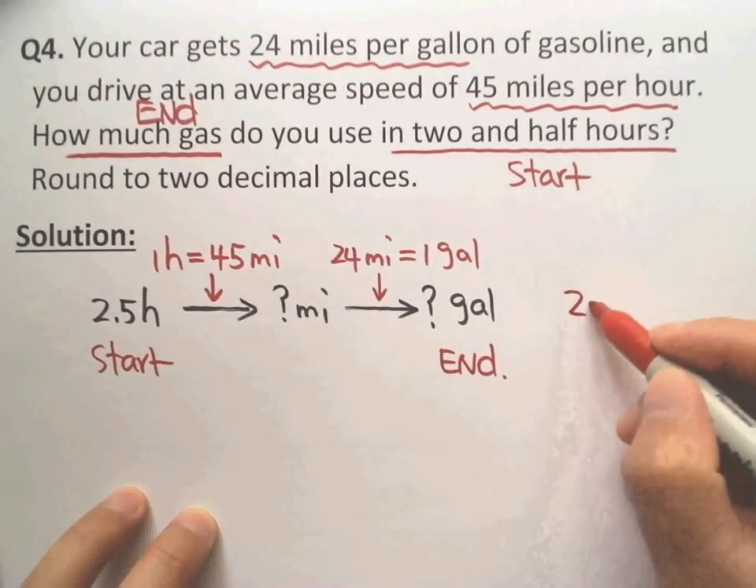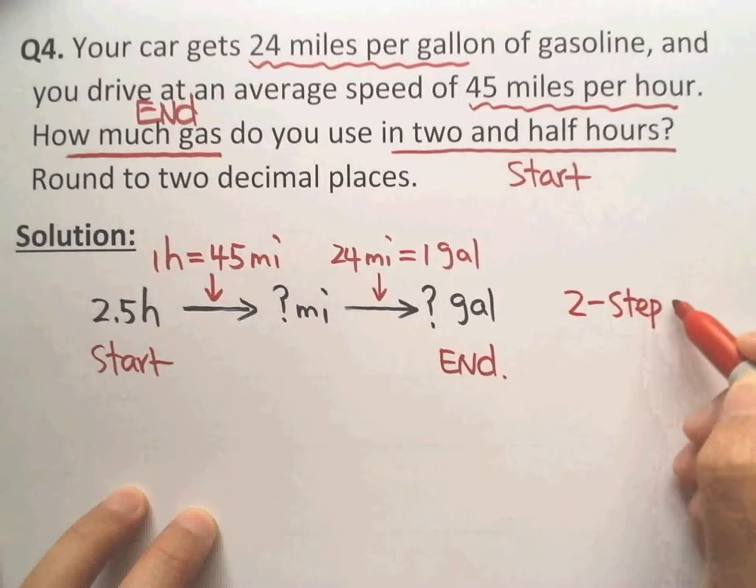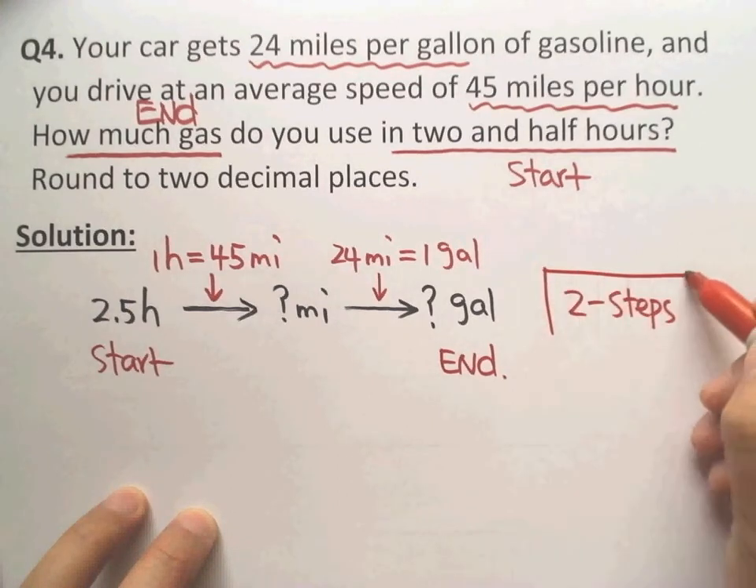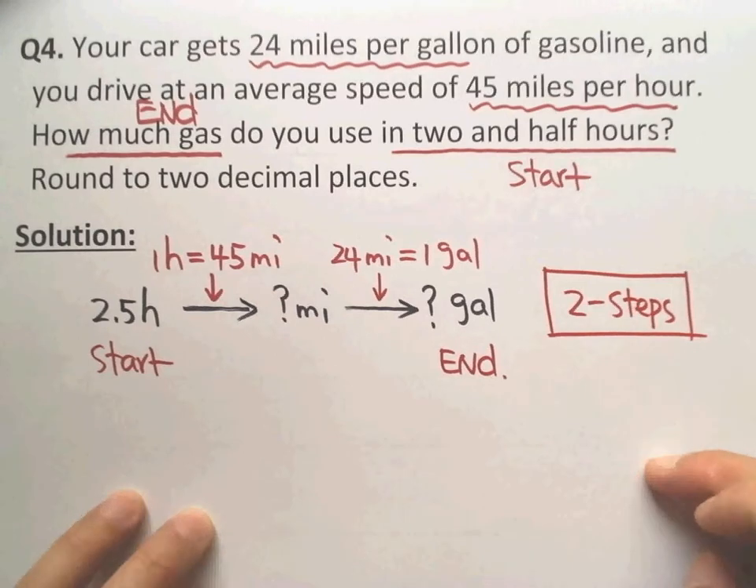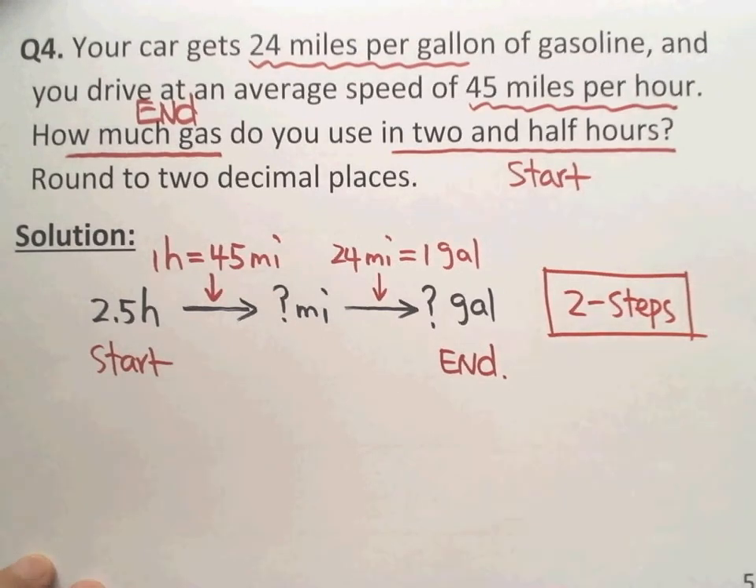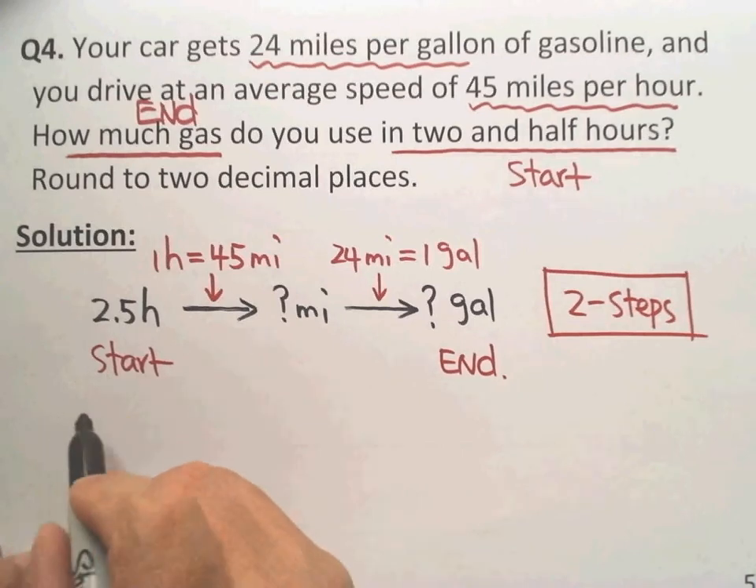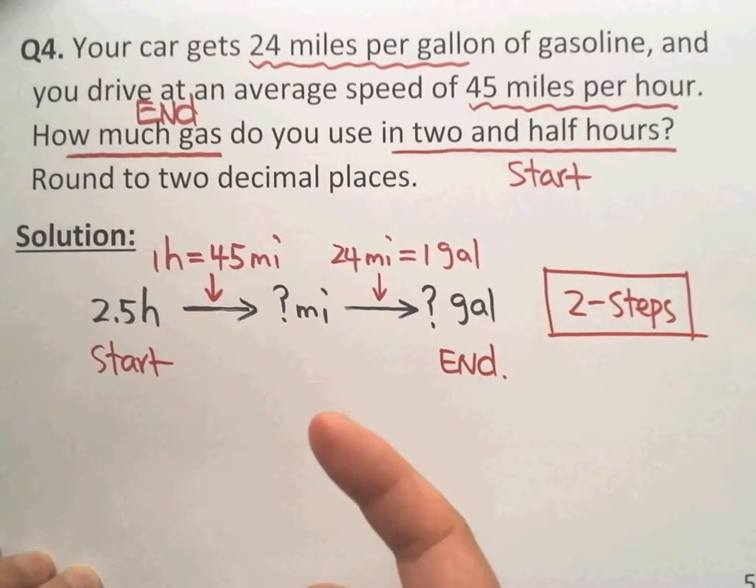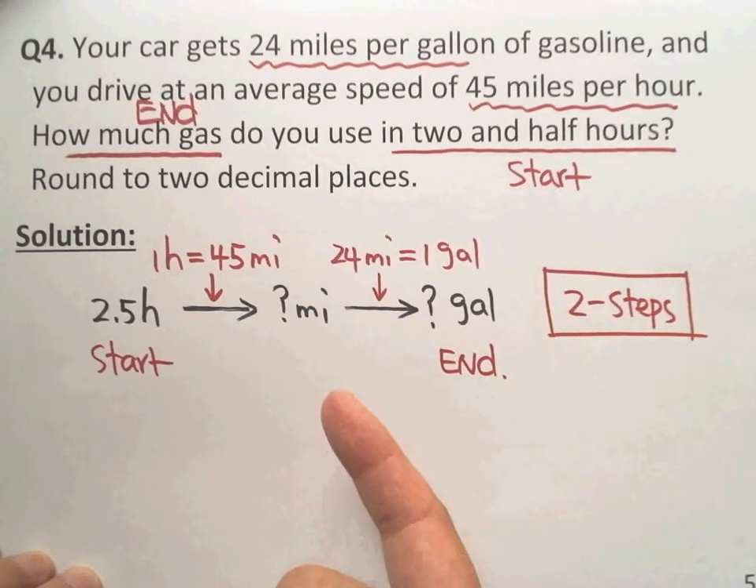1 step times 1 fraction. 2 steps times 2 fractions. Okay, that's 2 steps conversion. This we call 2-step conversion. And then the second step, we're going to set up the equation, right?